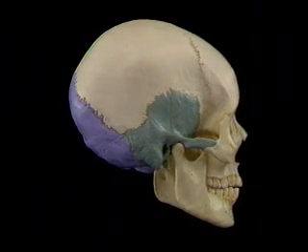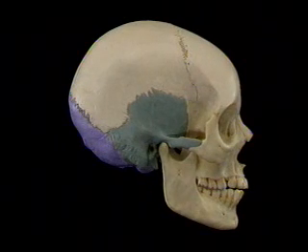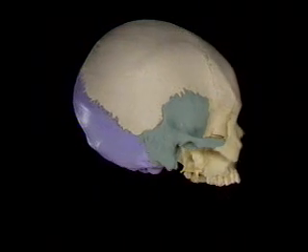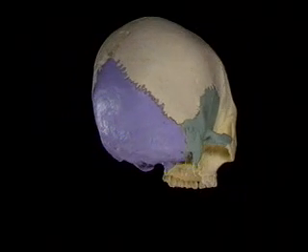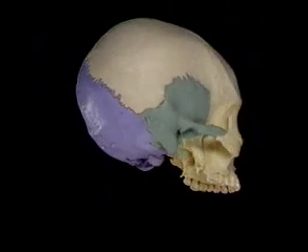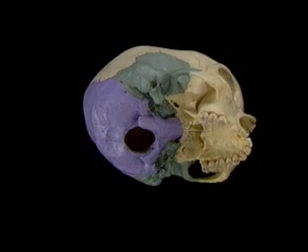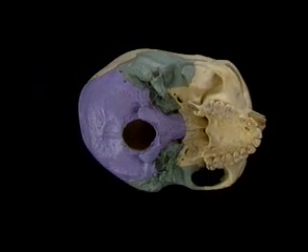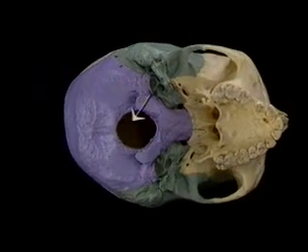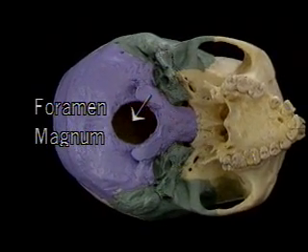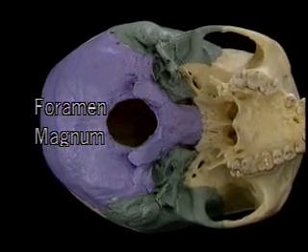To see the full extent of the occipital bone, we'll take the mandible out of the picture. The occipital bone extends all the way from here at the back to here underneath. The most striking feature of the occipital bone is this large opening, the foramen magnum, through which the spinal cord and its accompanying structures pass.